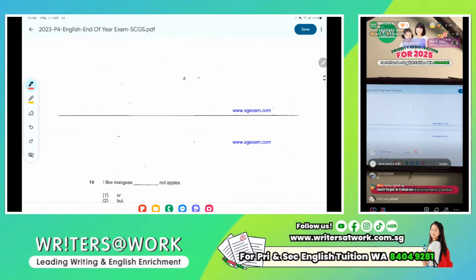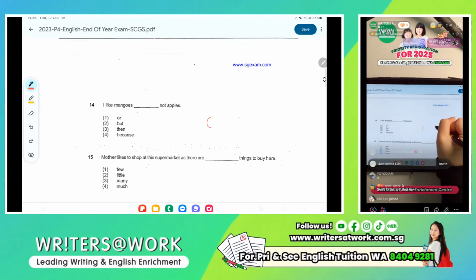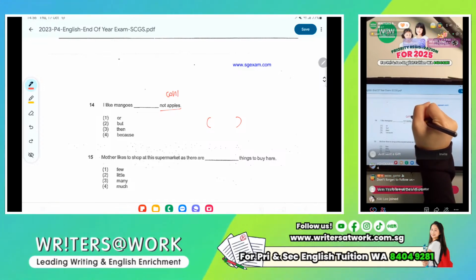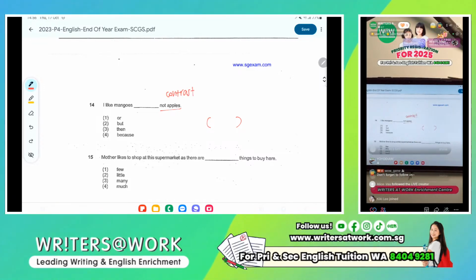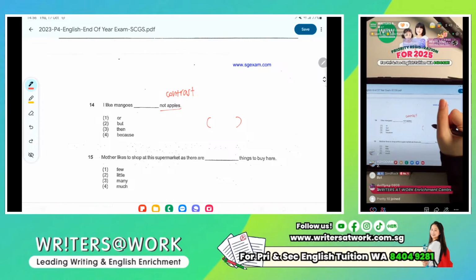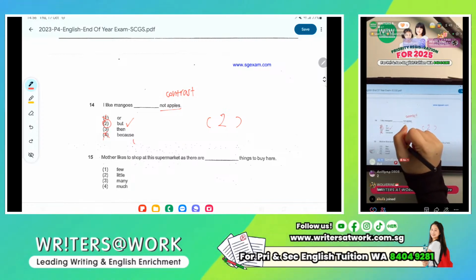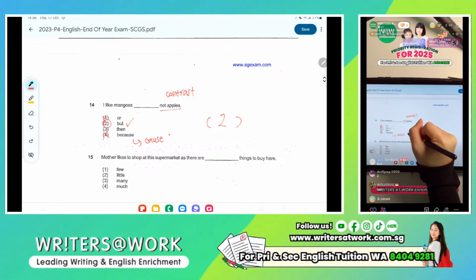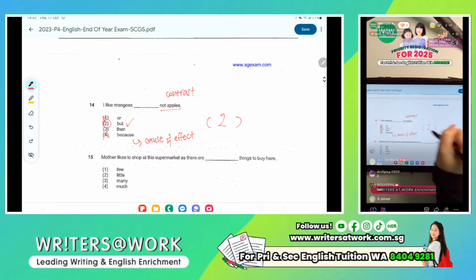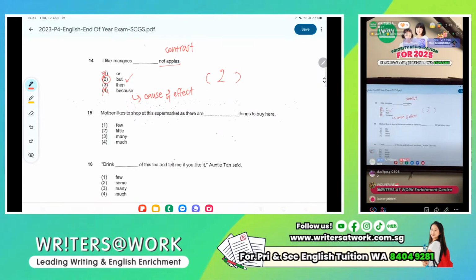Moving on to question 14. I like mangoes, blank not apples. This is a contrast question. When you know it is a contrast question, you would know the connector. What would the connector be? I like mangoes, but not apples. It cannot be 'or not apples', because that would be a cause and effect question. If we happen to come across a cause and effect question, I will point it out.